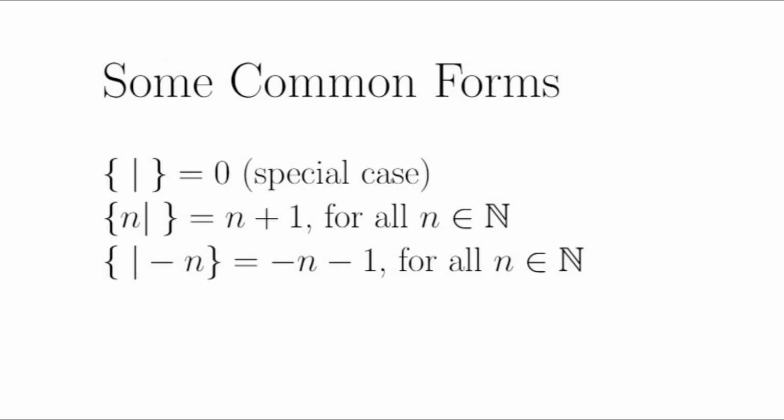Now let's take a look at some examples of forms and their corresponding surreal numbers. If the left and right sets are both empty, we define that number to be 0. To get the positive integers, we start with 1, which is 0 on the left and empty on the right. And to get any other positive natural number n, we have 1, 2, to n-1 on the left and empty on the right. The process for getting the negative integers is very similar, just with the left and right switched.